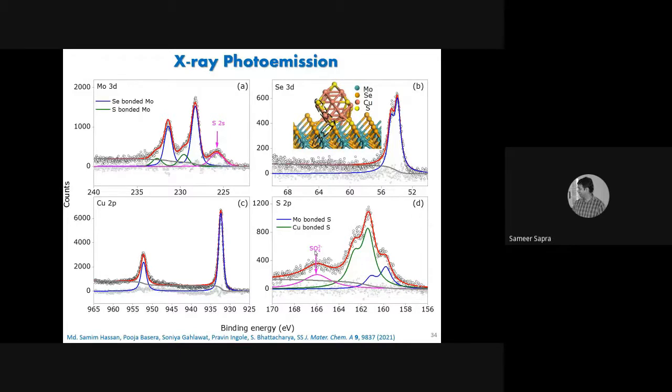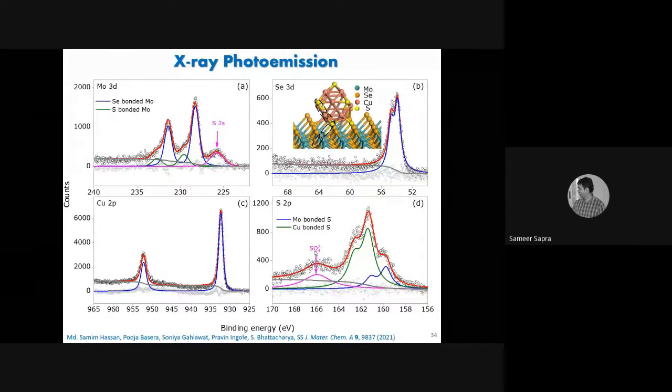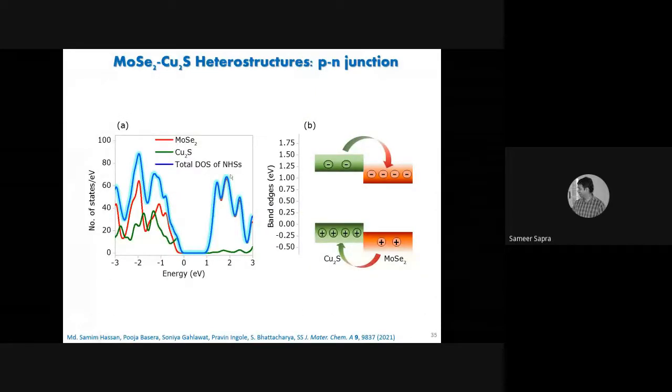But what is the electronic structure? This is something where my colleague from the physics department, Shashwata, steps in, and he does all the theoretical calculations for us. And Shashwata, so this is just the summary of the theoretical calculation, which I show over here. This is the density of states. Okay. And if you look at this density of states, the total one is in blue and red for MoSe2 and green for cuprous sulfide. Well, let me show the schematic over here, which is more easy to see.